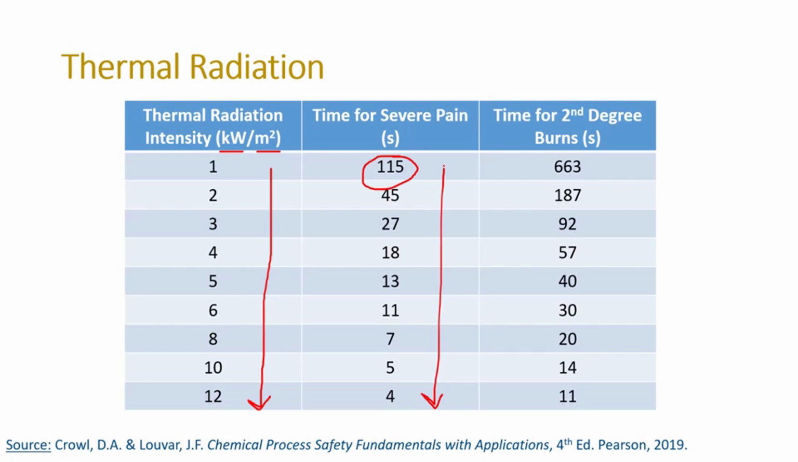We also see the trend for second-degree burns. For that 1 kilowatt per square meter, it would take 663 seconds to experience a second-degree burn, so here we're looking at something in the order of about 11 minutes, and that goes down to 11 seconds as we move towards a thermal radiation intensity of 12 kilowatts per square meter.